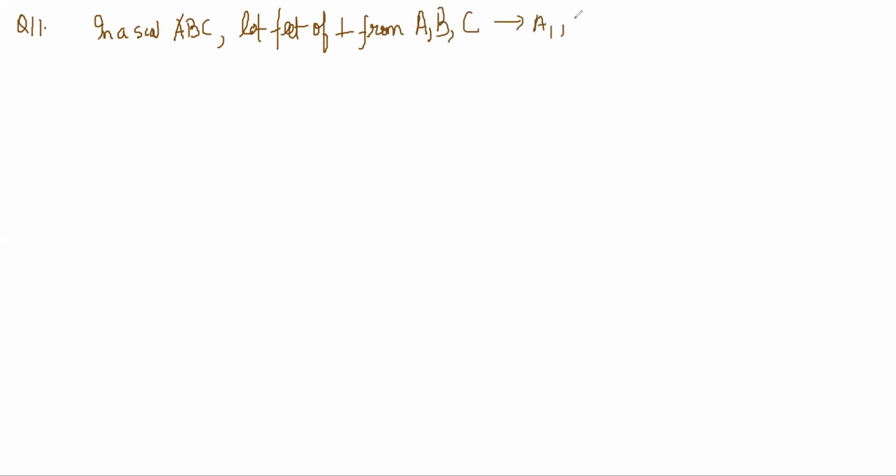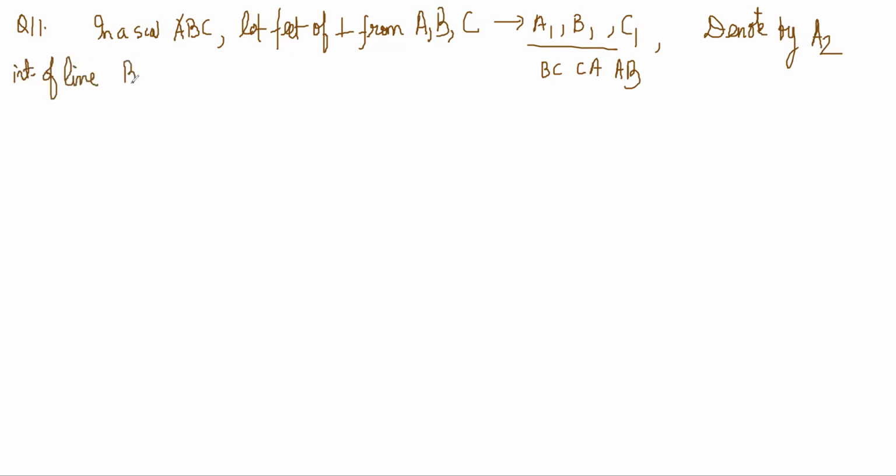In a scalene triangle ABC, let A1, B1, C1 be the feet of the perpendiculars from A, B, C to the sides BC, CA, and AB. Denote by A2 the intersection of the lines BC and B1C1, and B2 and C2 similarly.